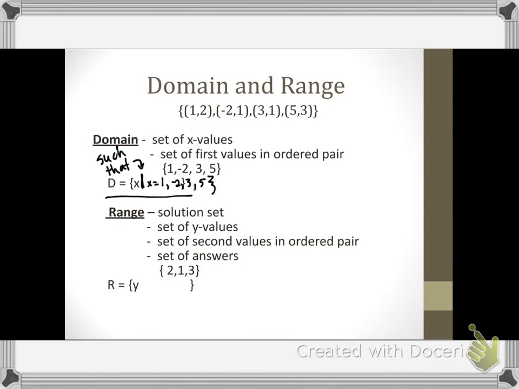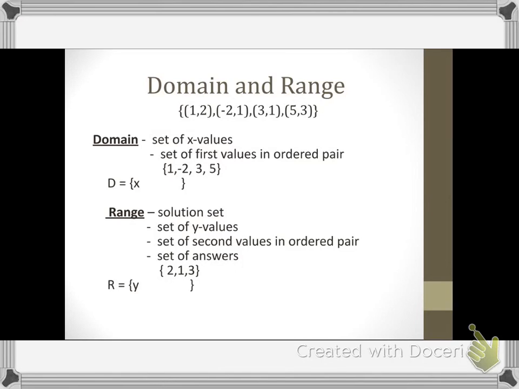So if the domain is our set of x values, that would make our range our set of y values. It's our solution set. It's a set of all of our second values in the ordered pair. So in this example up here, our y values are 2, 1, 1, and 3. We can also say it's our set of answers because our y values are our answers. Our x values are our inputs, our y values are our outputs, aka our answers.